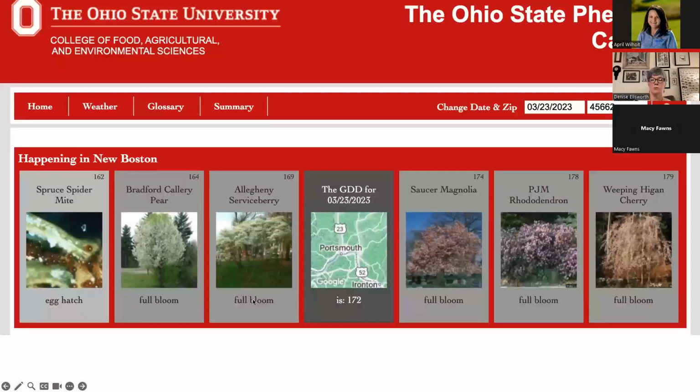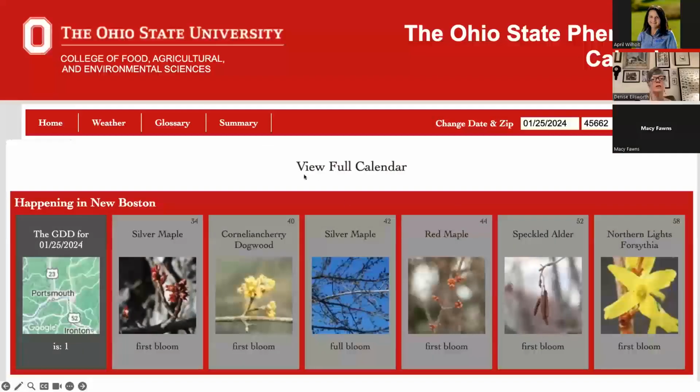And notice that we use first bloom and full bloom as our indicators. And then we also have insect and mite pests mostly on this calendar. Okay. So let me go back here because I cut this off. So view full calendar. This is just that first screen, right?